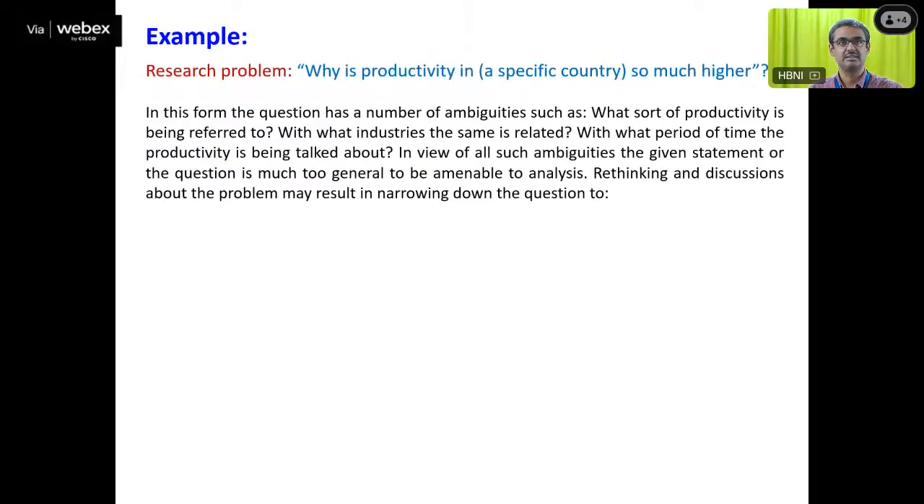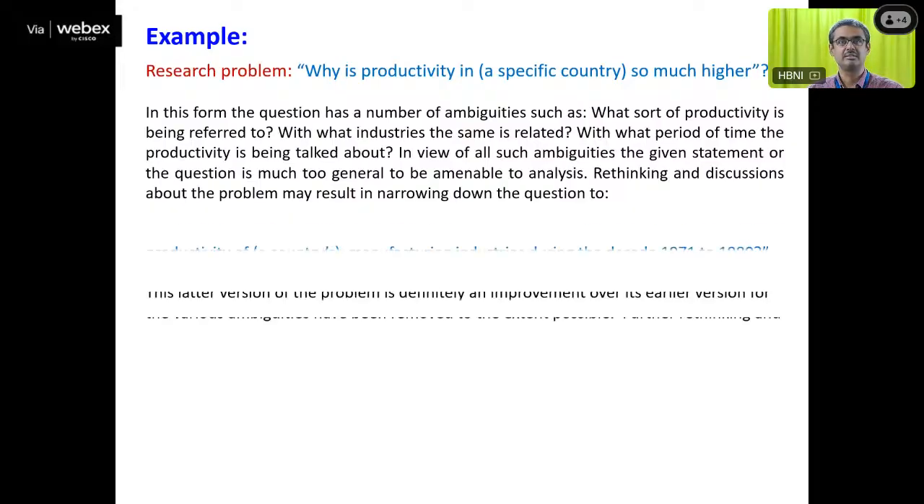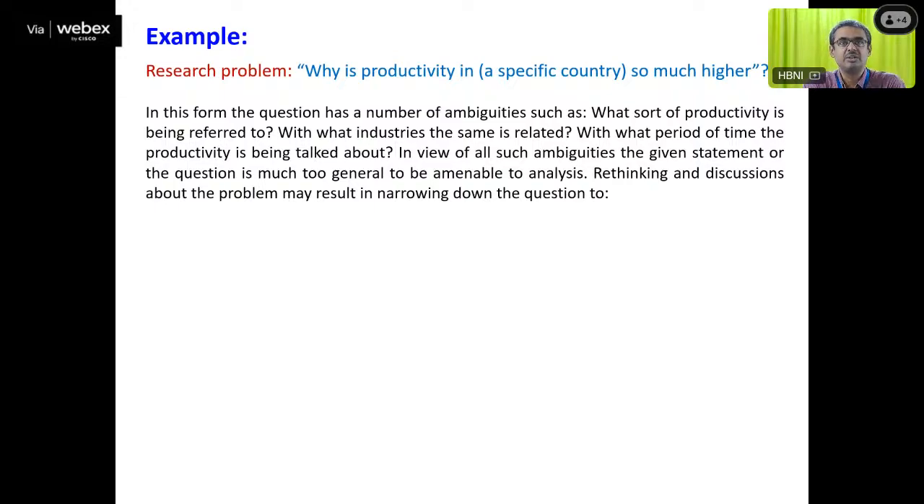For example, why is productivity in a specific country so much higher? In this form, the question has a number of ambiguities, such as what sort of productivity is being referred to, with what industries it is related, and with what period of time the productivity is being talked about. In view of all such ambiguities, the given statement of the question is too general to be amenable to analysis. Rethinking and discussion of the problem may result in narrowing down the question to: why is productivity in some country, maybe India, so much higher?